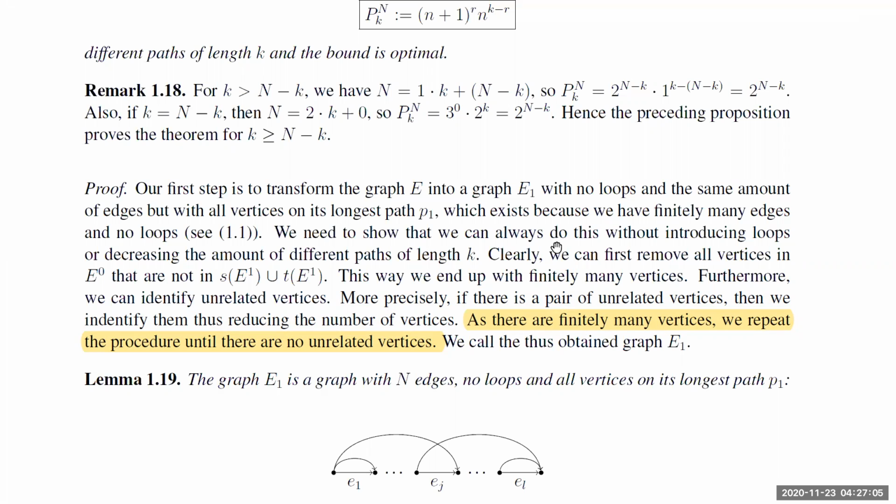I mean, this identification doesn't change anything. But so here, what I mean really, if there is a pair of two different unrelated vertices, then we can identify them, right? And as there are finitely many vertices, when we repeat this procedure, there will be finally no two different vertices, then simply all vertices will become related. Okay. So I cannot say that repeat the procedure until there are no unrelated vertices. We repeat the procedure until there are no different unrelated vertices. There are no pairs of two different unrelated vertices.